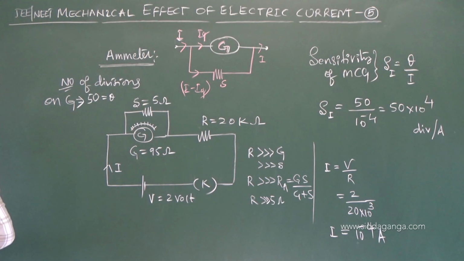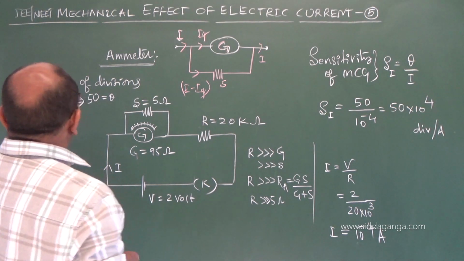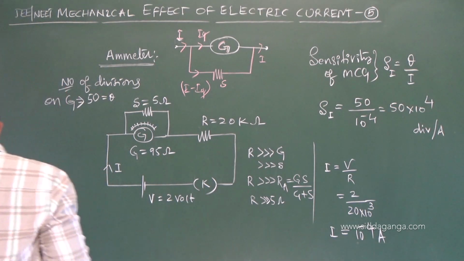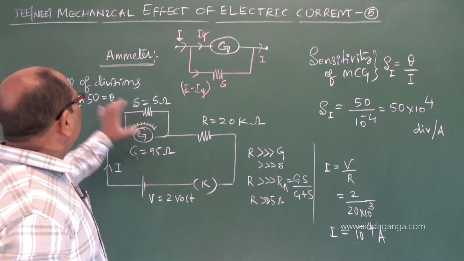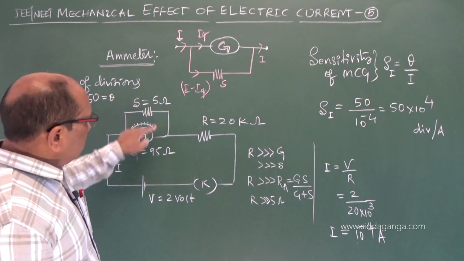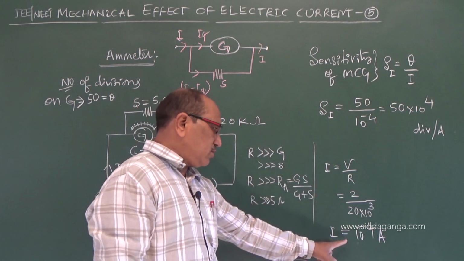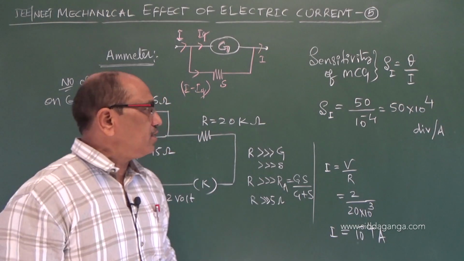The given 2 volt. I hope you have followed here. Number of divisions given is itself theta. These two are parallel. Hence, we take only the resistance to measure the current, which is 10 power minus 4 ampere.